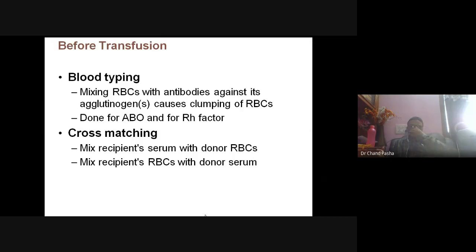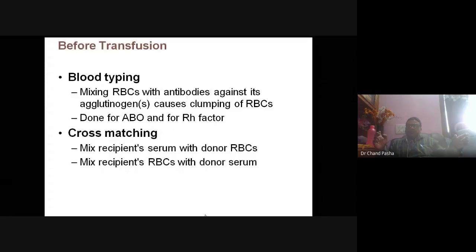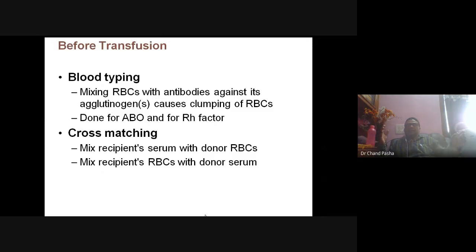The recipient's cells, whatever is from the patient, you are treating with the donor's plasma. And vice versa, the donor's cells will be treated with the recipient's plasma. Both, 4 reactions we are doing here. A is the donor, B the recipient. So from A I am separating plasma and cells, and from B also I am separating plasma and cells. So A plasma versus B cells, and B plasma versus A cells.